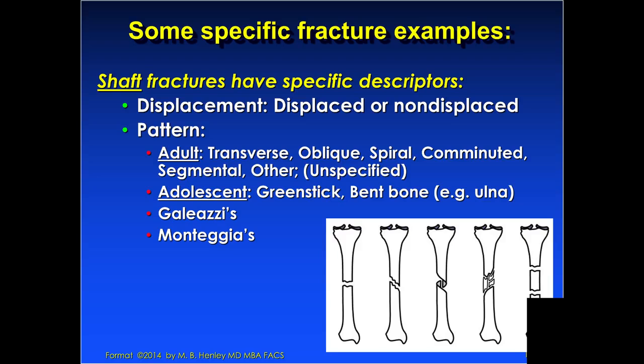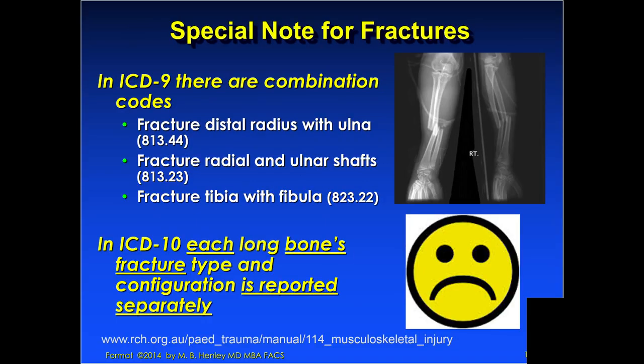Galeazzi's are there and Monteggia's. So these are all increased interpretation of your imaging. There are combination codes in ICD-9, as I said, for radius and ulnar fractures, tib-fibs. Now each long bone fracture type and configuration is reported separately. You may have one fracture that's open, for example, the ulna, while the radius is closed.